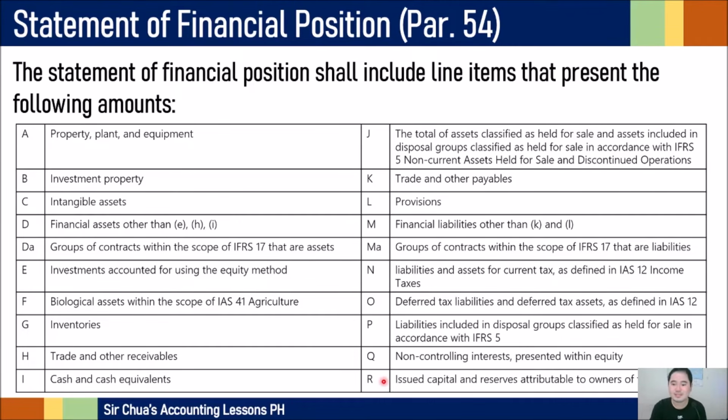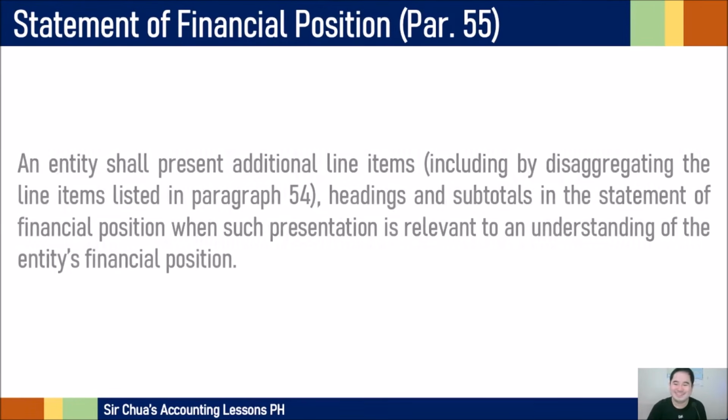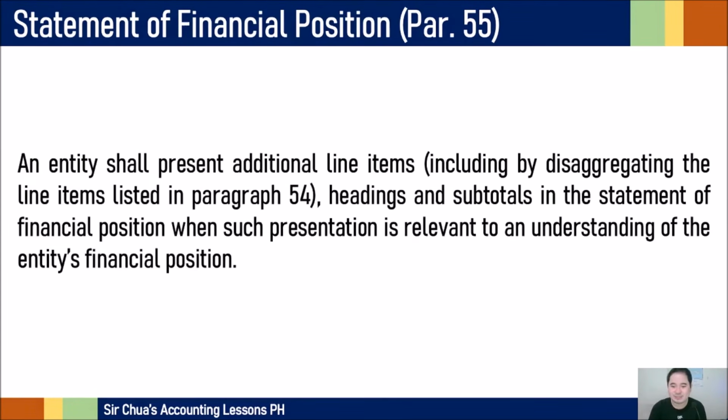That's basically the line items that are required po sa atin. Okay? Na i-present sa balance sheet. Okay. An entity shall present additional line items, including by disaggregating the items that are listed in paragraph 54 na pinasend ko sa inyo, headings and subtotals in the statement of financial position when such presentation will add more understandability.